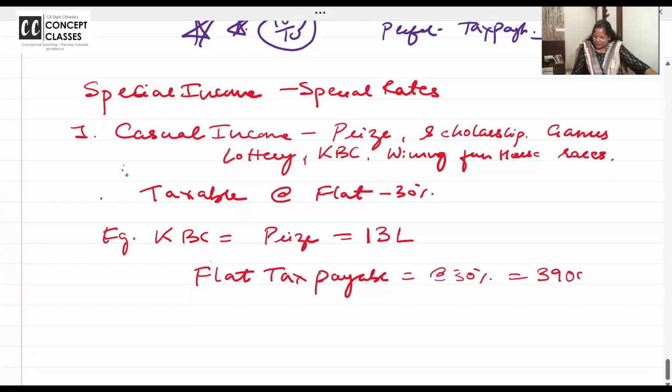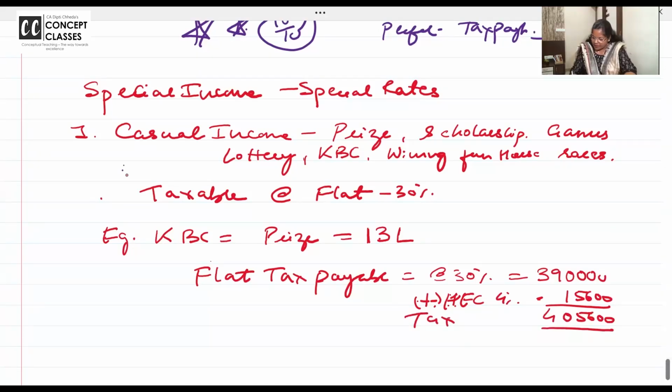How much will it come to? 3,90,000. And on that also, shall we add health and education cess? Yes. 390, type in calculator and put M plus and then 4%. How much is it coming? 4,05,600. That's the flat tax payable.